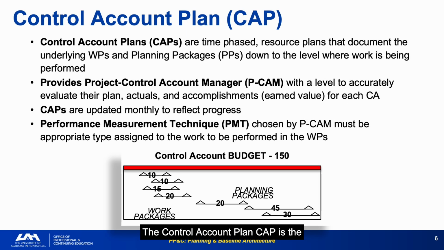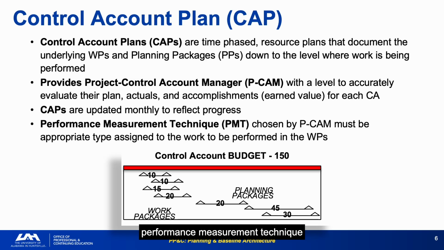The Control Account Plan, CAP, is the time-phased resource plan that documents the work packages and planning packages at the level where work is being performed. It is the basic building block of the PMB. CAPs are updated monthly. They're living documents, not one-time planning artifacts. The PCM uses the CAP to evaluate planned versus actual performance for their account and to identify emerging variances early.